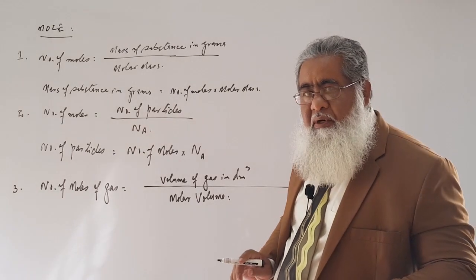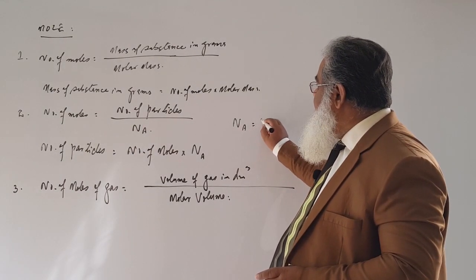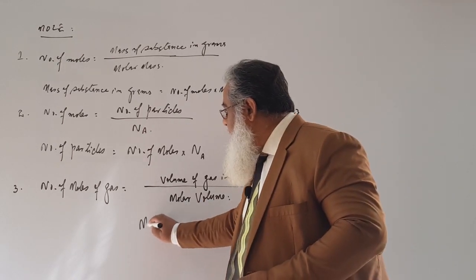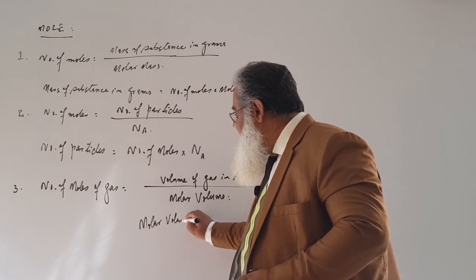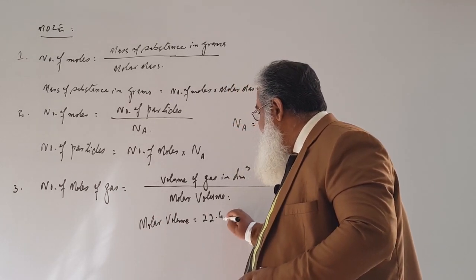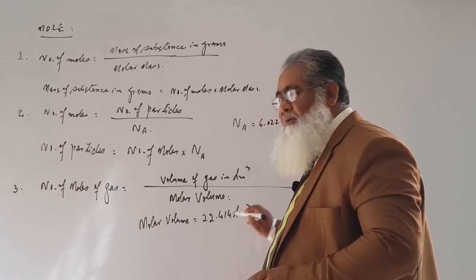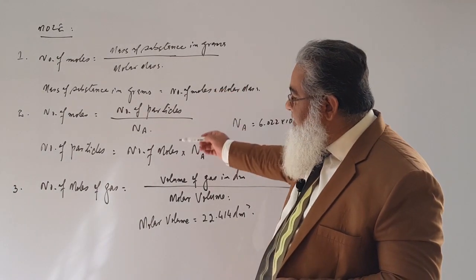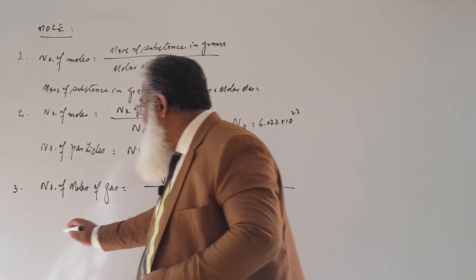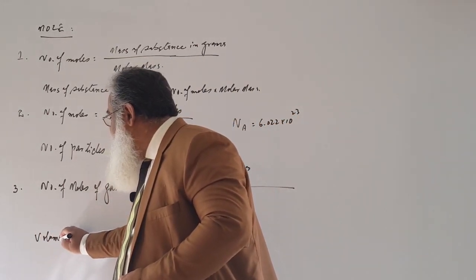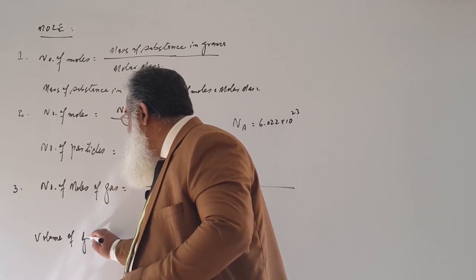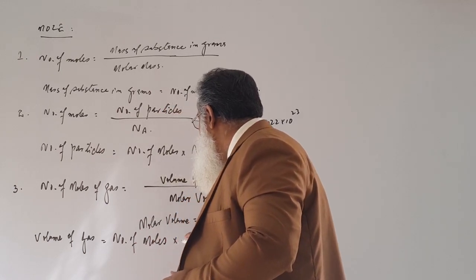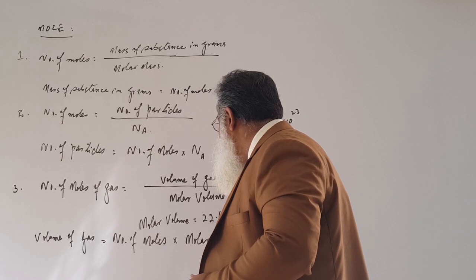The value of Avogadro's number is 6.022 × 10^23, and the value of molar volume is equal to 22.414 cubic decimeter. Now, if we are asked to find volume, then like the two previous formulae, the rearrangement will give a new formula derived from formula number 3: volume of gas at STP is equal to number of moles of the gas into molar volume.